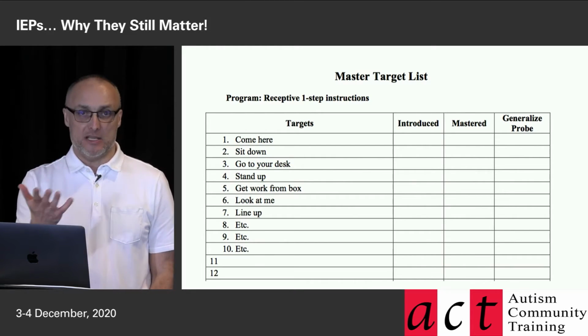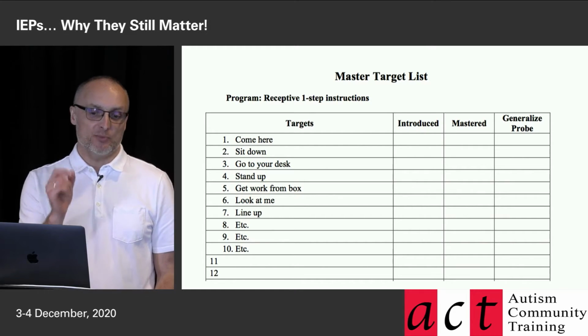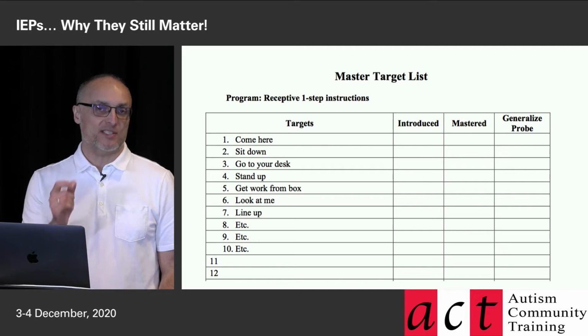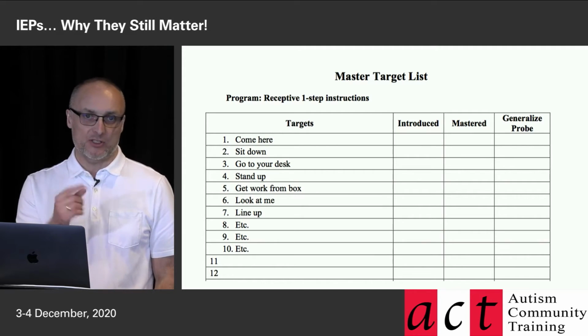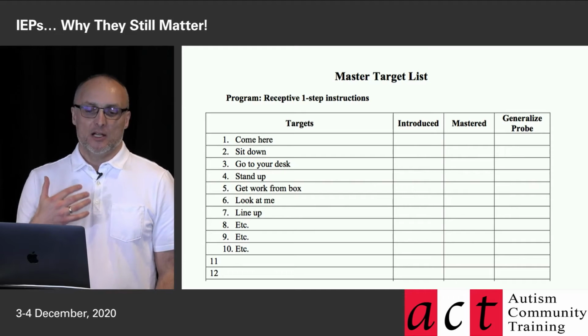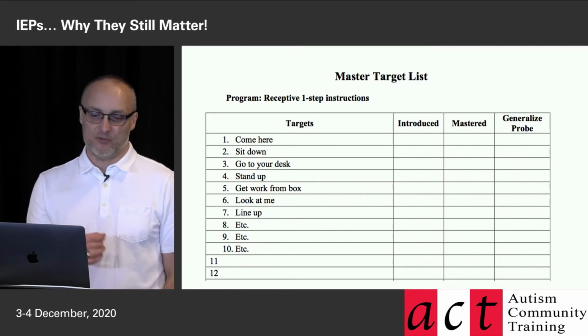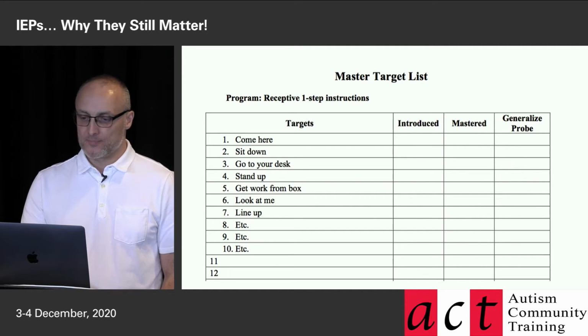Some of these things like look at me, I wouldn't actually teach as a target. But here's where you would plug in your specific receptive one-step instructions, right? One-step instruction, teacher says something that has one element to it, and the student responds to it. The teacher can help generate these targets, the parent, the education assistant, others can help generate what the targets are.